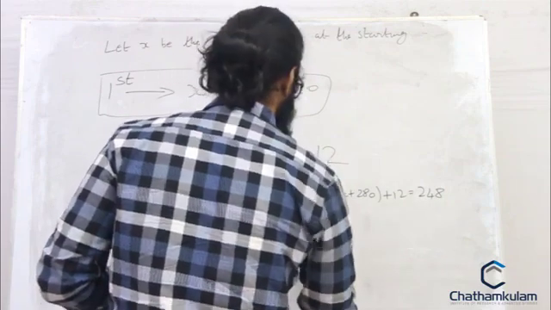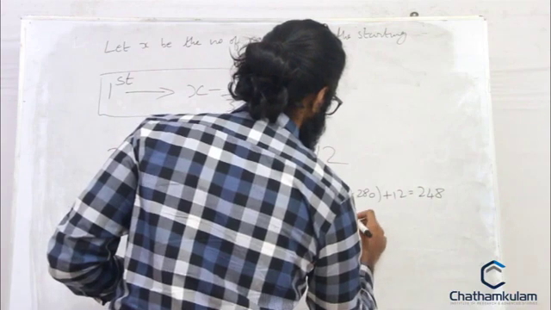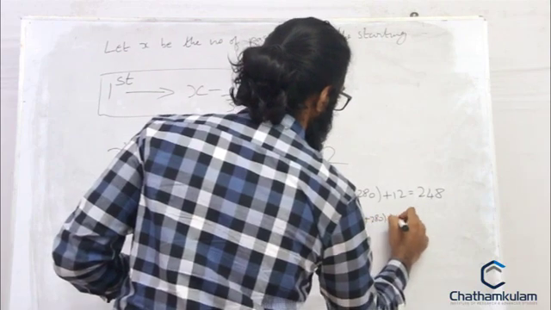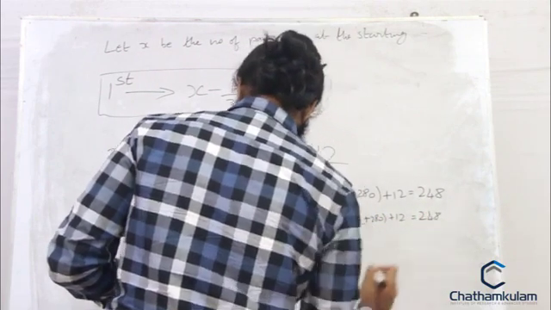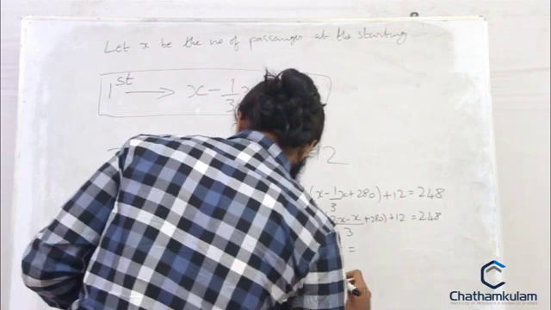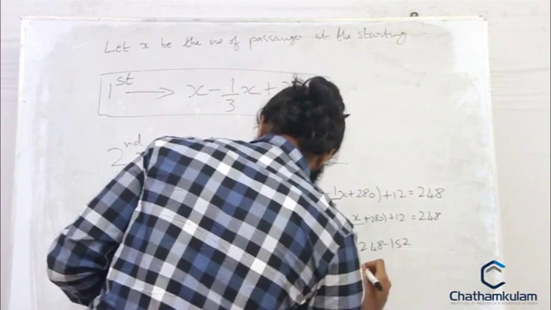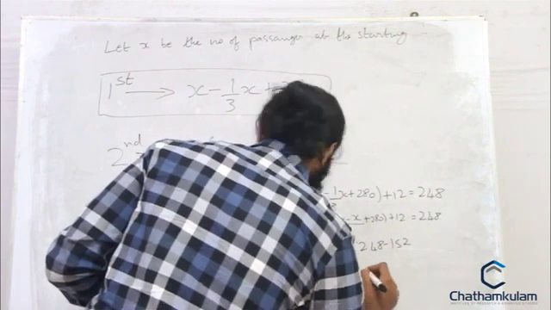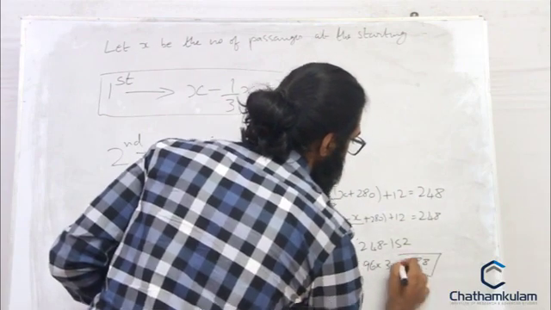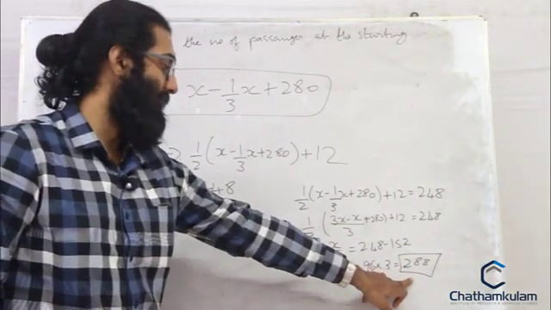So we get this as half of, take the LCM here, 3x minus x by 3 plus 280 plus 12 equals 248. Then, when we solve for x by 3, it is equal to 248 minus 152, and we get x equals 96 into 3, that is 288. So in the starting, the number of people was 288. So this is our answer.